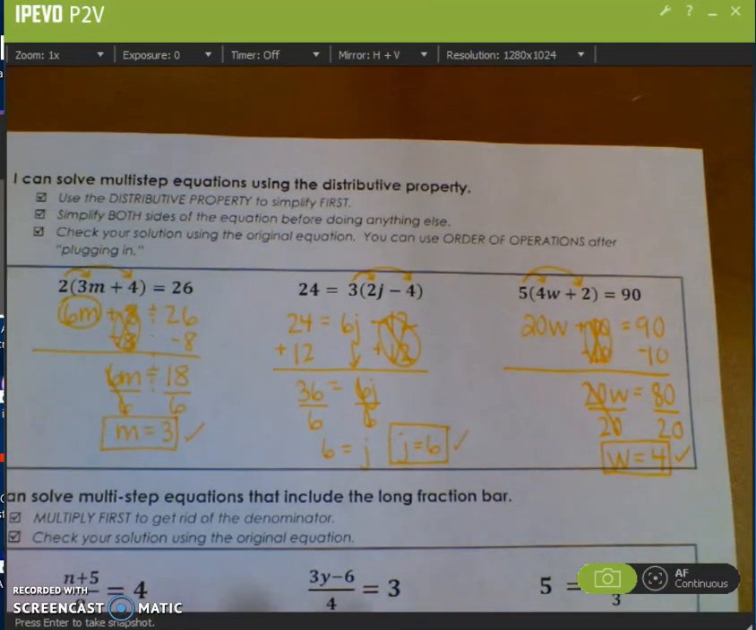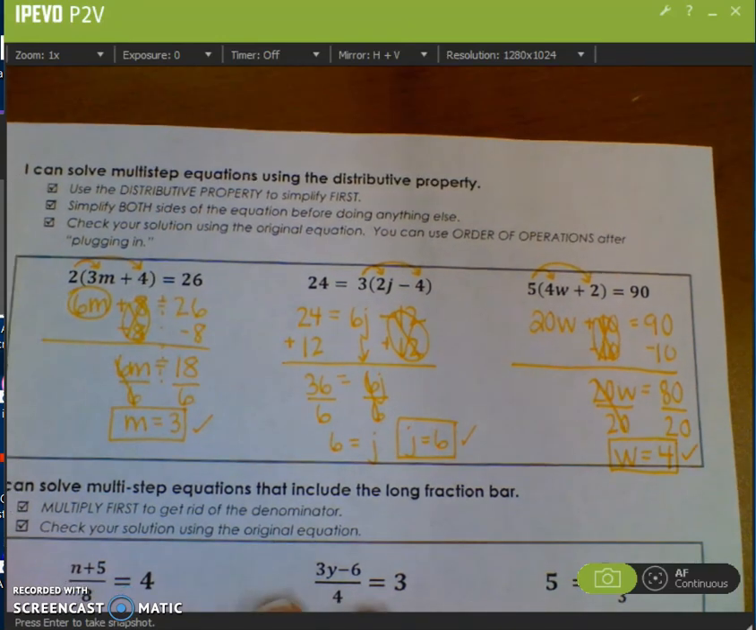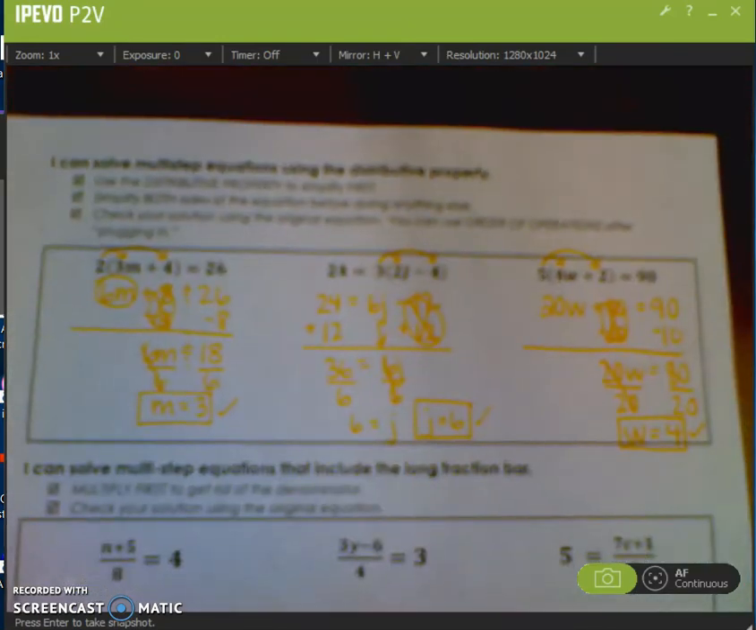So hopefully you have those notes down. Remember, you can pause or rewind as often as you need to get those down. And in the next video, we're going to move on to our next learning target.